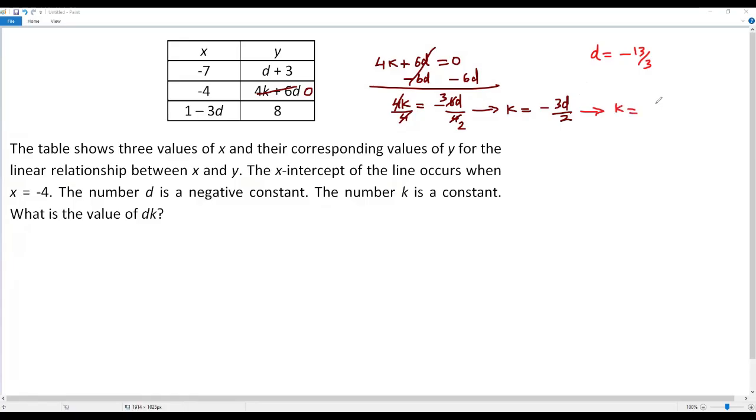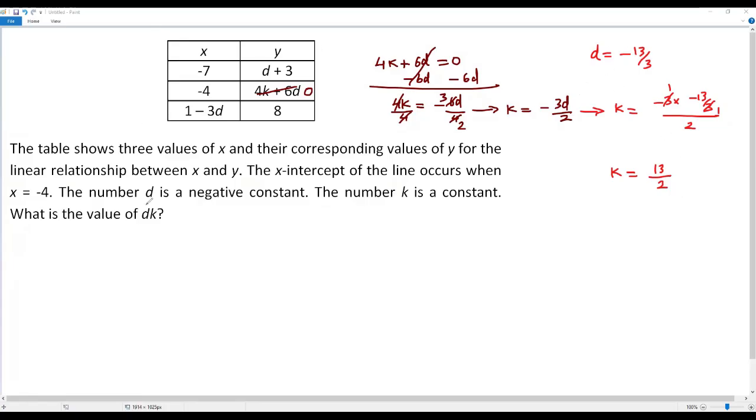That is k equals negative 3 times negative 13 over 3 divided by 2. Here 3 goes into 3 one times and 3 goes into 3 one times. K equals negative times negative is positive. 1 times 13 is 13. That is 13 over 1. It can be written as 13. In denominator, we have 2. Okay, here I got the value of k. Already we have the value for d.